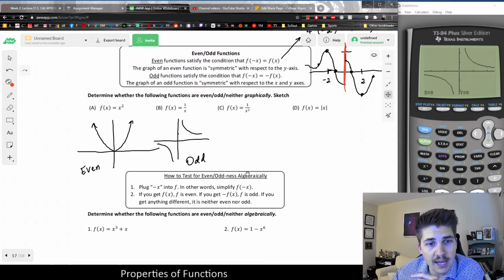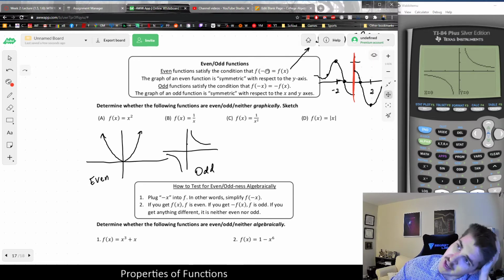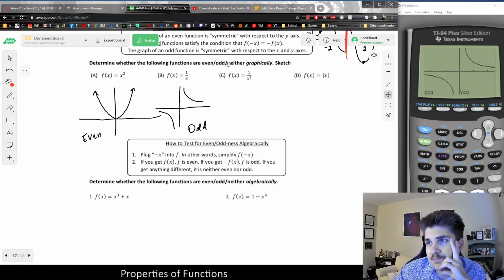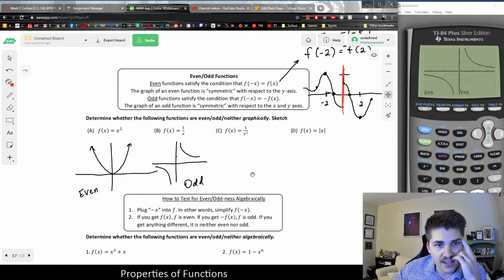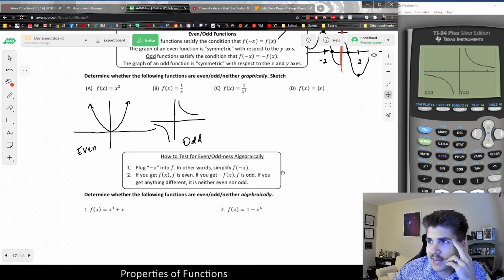The reason we want to do that is because notice in both definitions, they both have f of negative x in the definition. And so we want to see what happens. Then step 2: if you get f of x, it's even. If you get negative f of x, it's odd. That makes sense because that's exactly the definition. For even functions, if I plug in negative x and get back the same thing without the negative, it's even. If I get a negative on the outside, it is odd. And if you get anything different, the function is neither even nor odd.